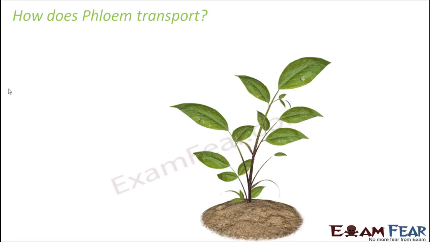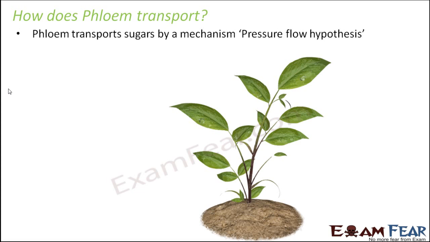Leaves are present at all levels. So from leaves, you need to transport the food downwards to the roots, and you also need to transport it to the upper branches which are present. So you need to transport it in both directions, upward, downward, as well as laterally. So in all directions you need to transport. Phloem transports sugars by a mechanism called pressure flow hypothesis. What is pressure flow hypothesis? This says that the sugar will flow in a direction from a region of high pressure towards a region of low pressure. That is called the pressure flow hypothesis. We will talk about it in detail.